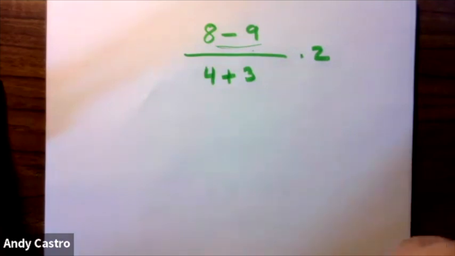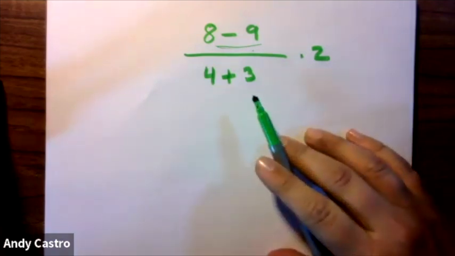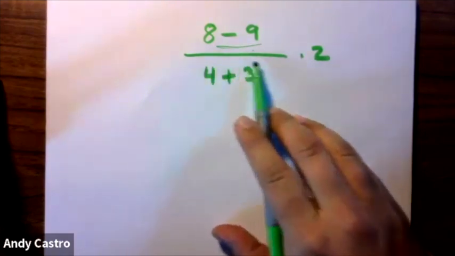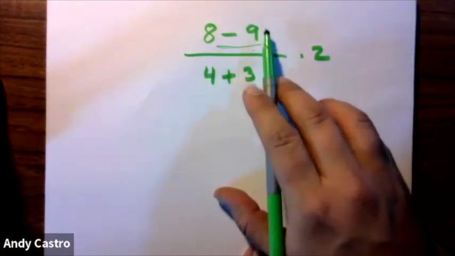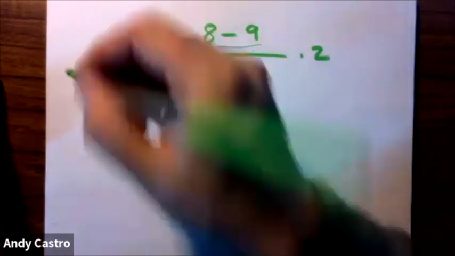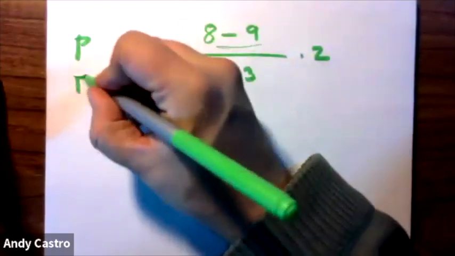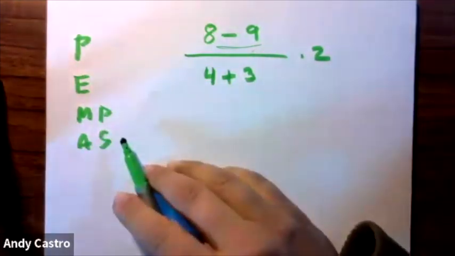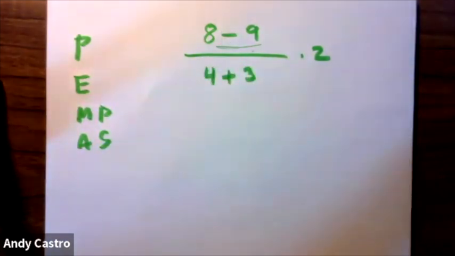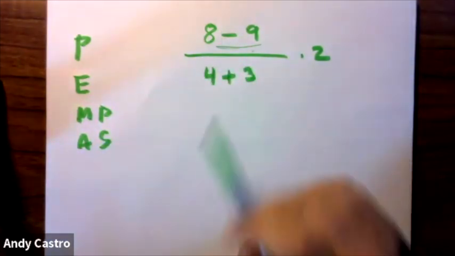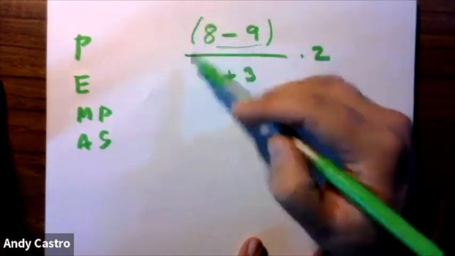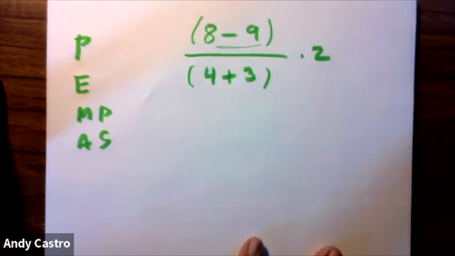And this is an important point. One of the hardest parts about math is the things that are not written down. So when we use a vinculum like this, it eliminates the parentheses. So when you look at your order of operations, you think, oh, I don't have any parentheses. You actually do. This line right here implies parentheses above and parentheses below.